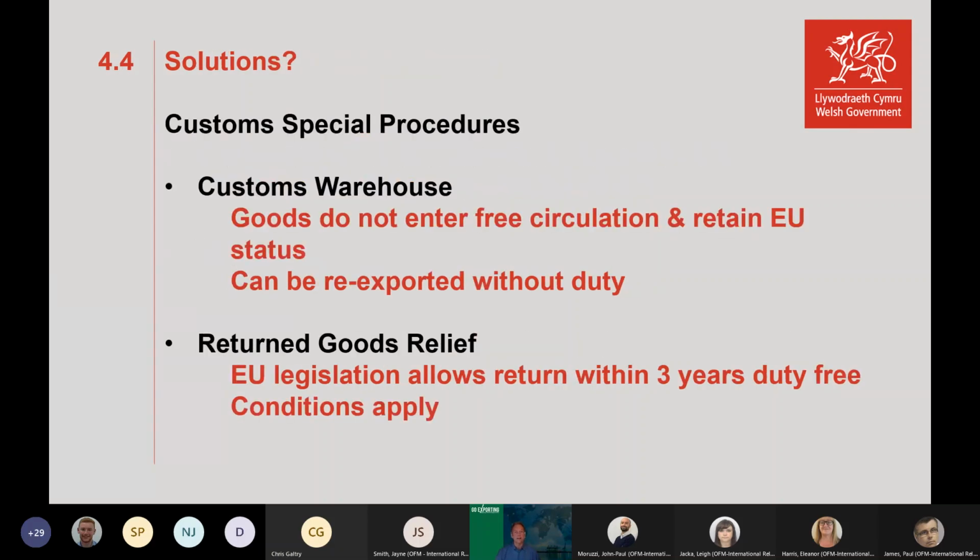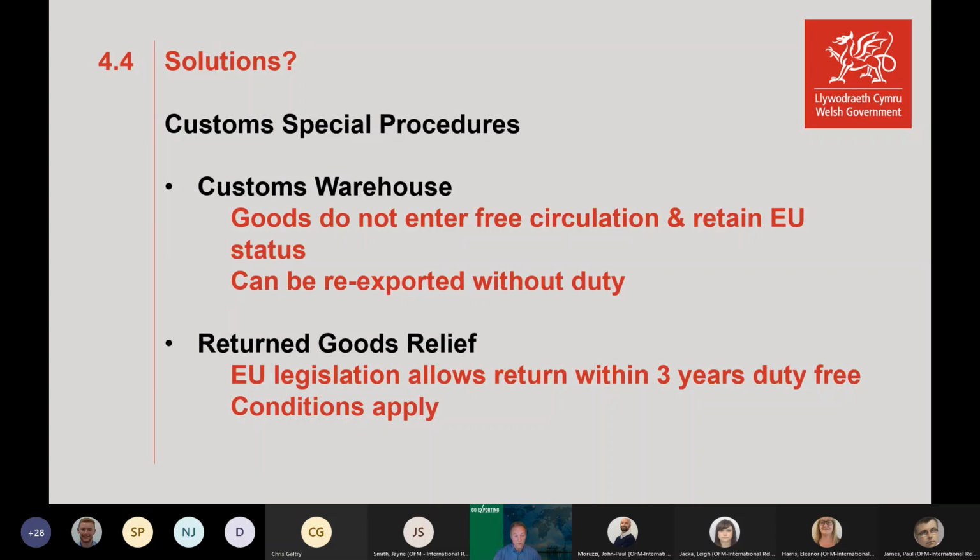So what is the solution to that? That can obviously be quite damaging. So for our client that was importing machines from Italy, one of the solutions we suggested to them was that they could hold those goods in a customs warehouse. So what you do is you import the goods into the UK, but you don't clear them for free circulation in the UK. Effectively they remain as an EU product in a customs warehouse. And they retain their EU status and then can be re-exported back to the EU duty-free.